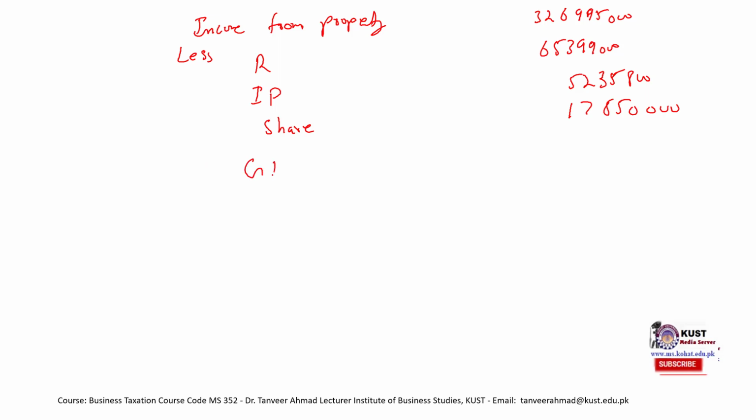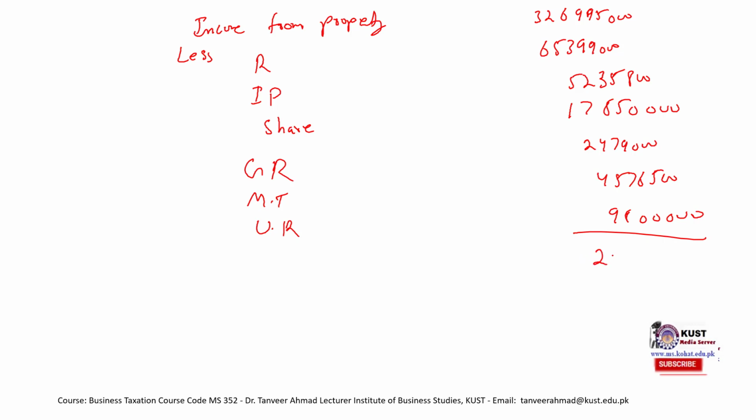Then we had ground rent, and ground rent is 24,79,000. Then we have municipal tax, and municipal tax is 45,76,500. And then unrealized rent, which is again a deduction. Okay, so the total amount that we get after these deductions is 216,547,700. This is total income from property.